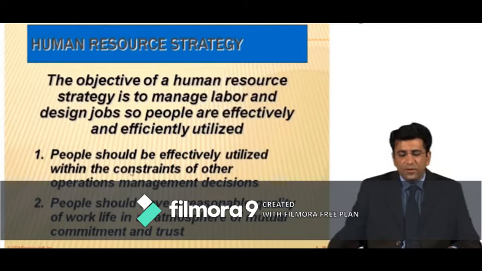So these are very important points which can create commitment and trust in your working environment, so that an environment may be created in the organization in order to better achieve the organizational objectives.